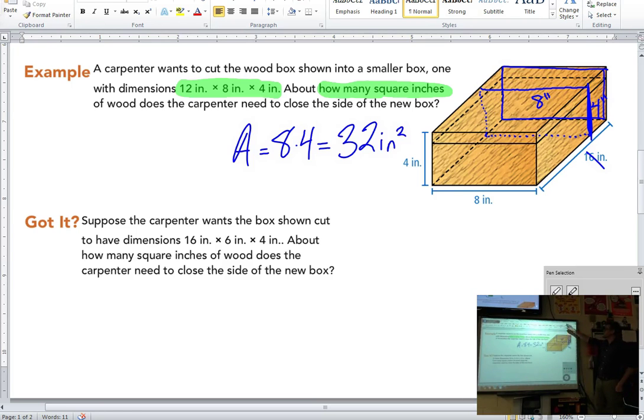Now the carpenter decides, so let's say he's got a few of these boxes sitting in his basement. Now he decides, or sitting in his shop, I guess. My shop is just in my basement. He wants 16 by 6 by 4.